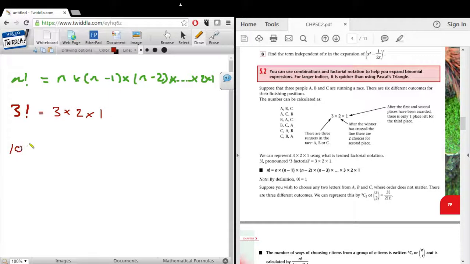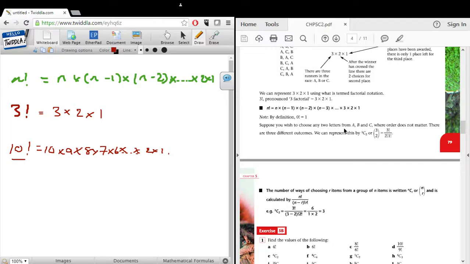Likewise, if we had another larger number, 10 for example, we have 10 multiplied by 9 multiplied by 8 multiplied by 7 multiplied by 6, and so on and so forth until we get to 2 multiplied by 1. If you multiply up all these terms together, in one shortcut or quick way, you can use the factorial sign, and it's on your calculator. You'll see on your calculator the factorial sign.